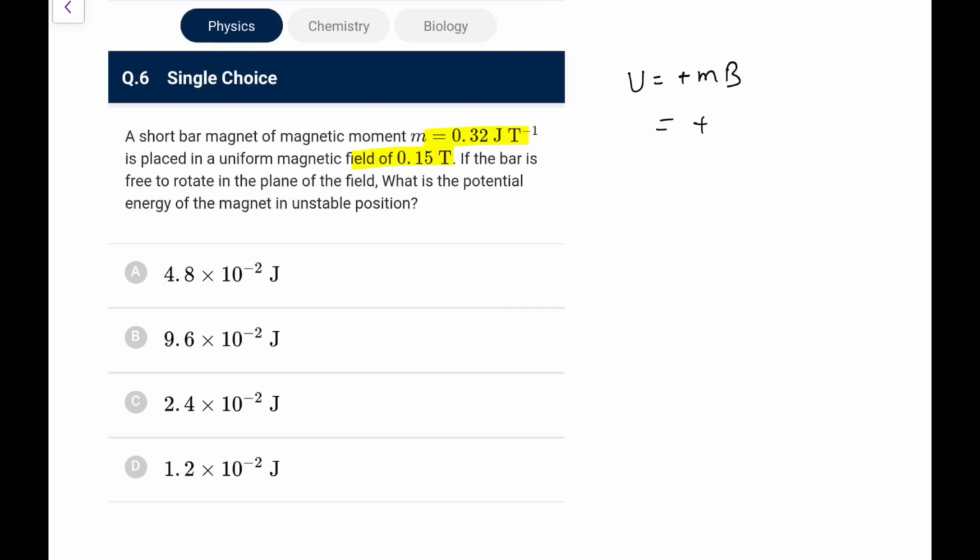Plus mB means plus 0.32 into 0.15. So 15 2s are 30, 15 3s are 45, 48. So I can say it would be 0.048 joules. So it comes out as option A.